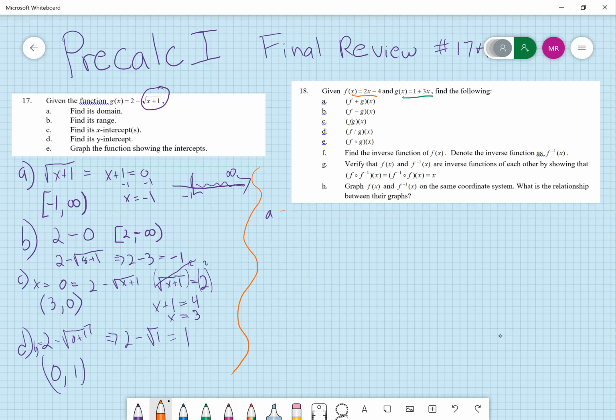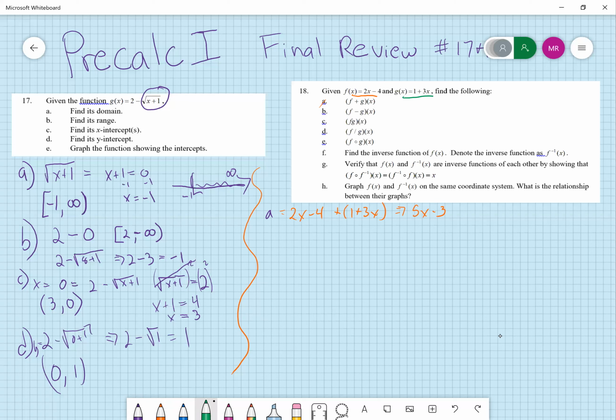So that gives us 2x minus 4 as our f of x, and we add 1 plus 3x. For this, it's a simple process of combining like terms. We have 2x plus 3x, which gives us 5x, and negative 4 plus 1, which gives us negative 3. So that's A.